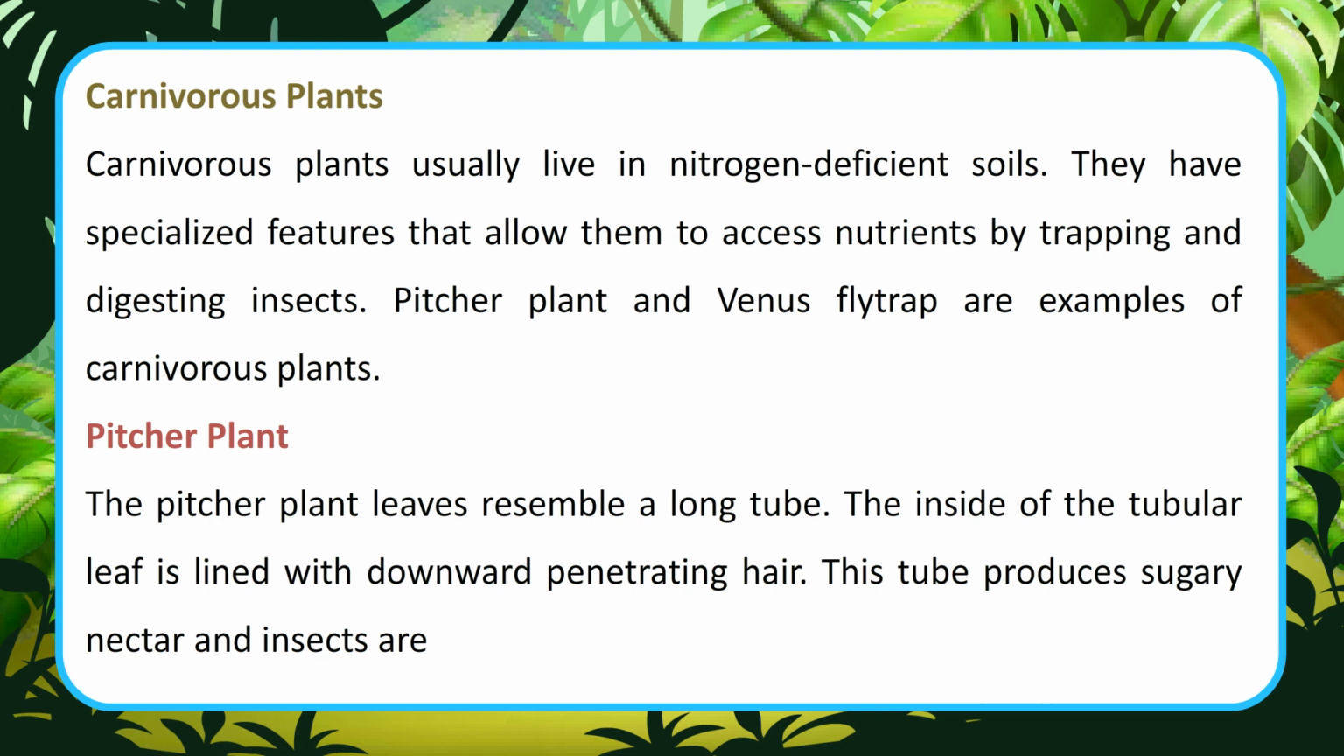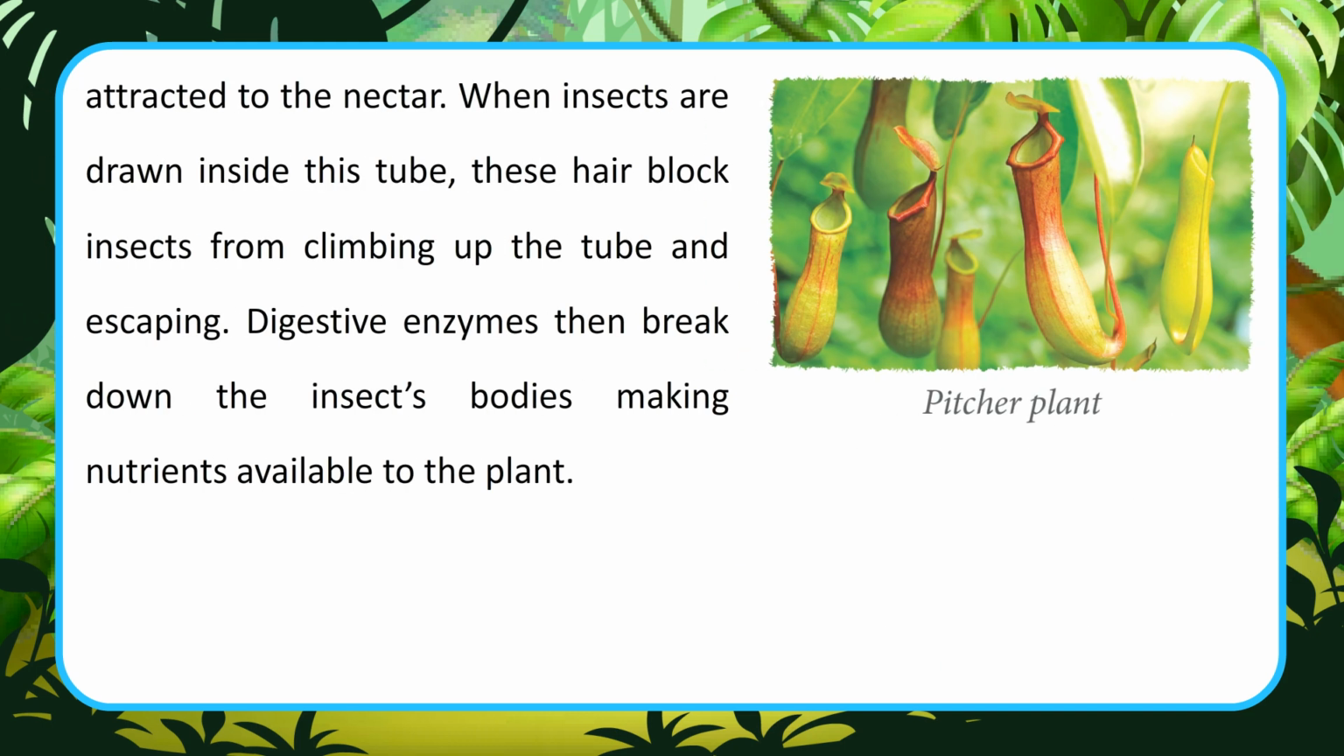Pitcher plant. The pitcher plant leaves resemble a long tube. The inside of the tubular leaf is lined with downward penetrating hair. This tube produces sugary nectar and insects are attracted to the nectar. When insects are drawn inside this tube, these hair block insects from climbing up the tube and escaping. Digestive enzymes then break down the insects' bodies, making nutrients available to the plant.